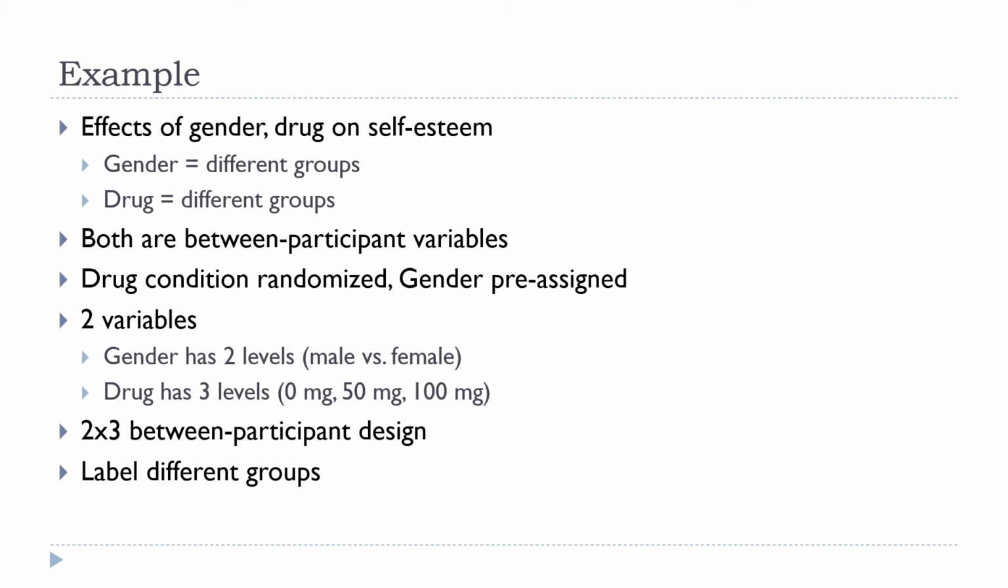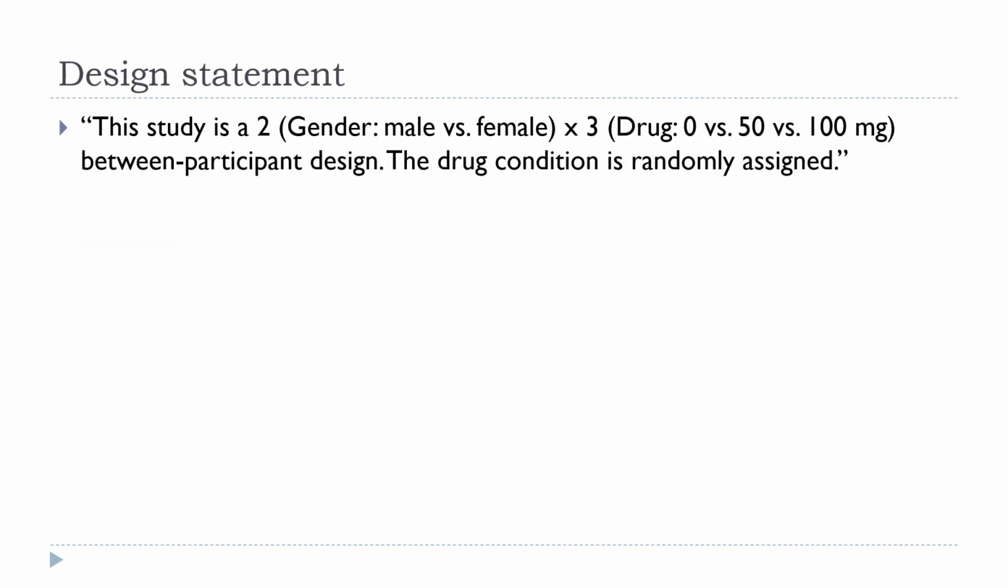It's also important that you label the different groups when you talk about the study's design in, for example, a paper. So in your Phase 4, I expect you to have a design statement using the notation system. Let me go ahead and show you what that would look like. So here is the notation system at work. You might notice, once again, the rules apply with parentheses. If you remove the parentheses, the statement still makes sense. It would read, this study is a 2x3 between participant design. The drug condition is randomly assigned.